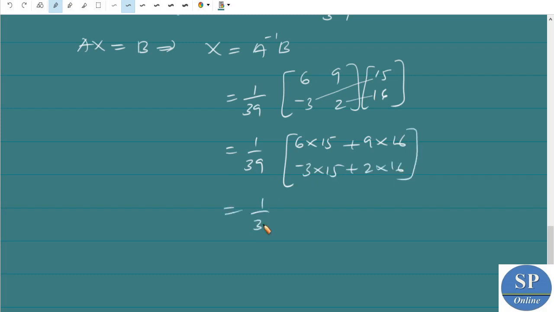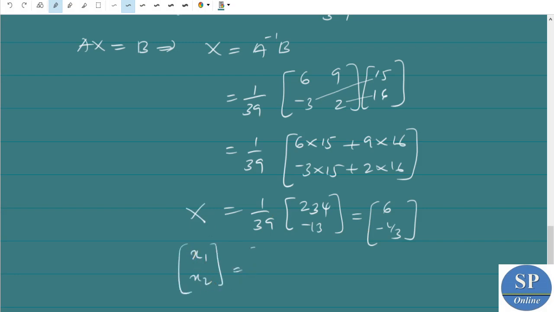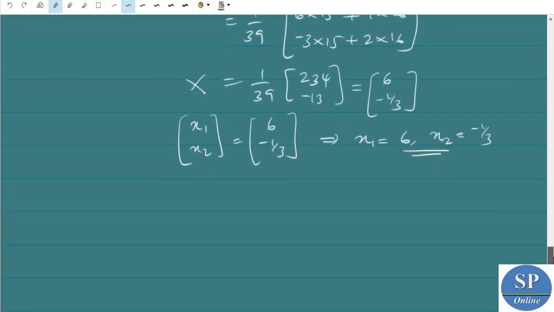So this is nothing but 1 by 39 into, what is it, 6 into 15 plus 9 into 16 is 234, and this is minus 30. So this is equal to 234 by 39, which is 6, and here is minus 1 by 3. Clear. So this is x. What is x? x is equal to x1 comma x2, which is equal to 6, minus 1 by 3. So our solution is x1 equal to 6 and x2 equal to minus 1 by 3. It is the solution of the given question.